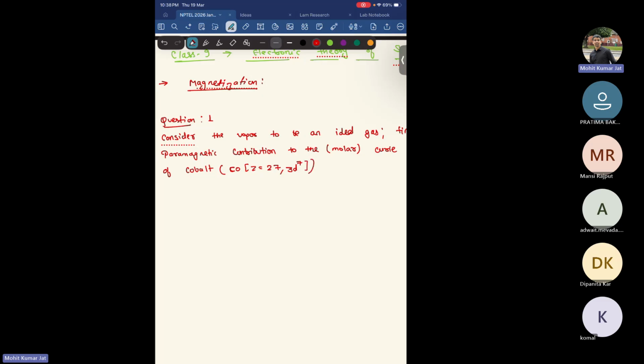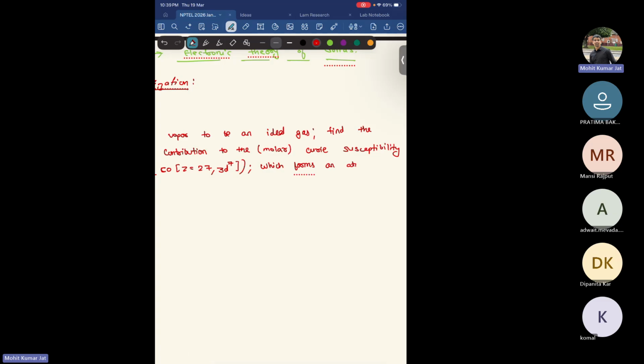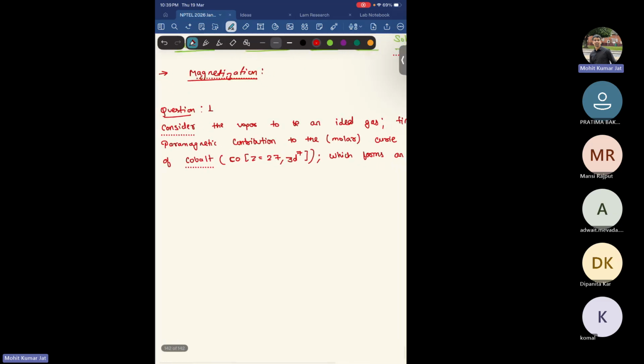that's the atomic number which has been shown, which forms an atomic vapor at the temperature of T equals 1768 Kelvin, and for this one the hint is you need to calculate the Landé g factor of cobalt.